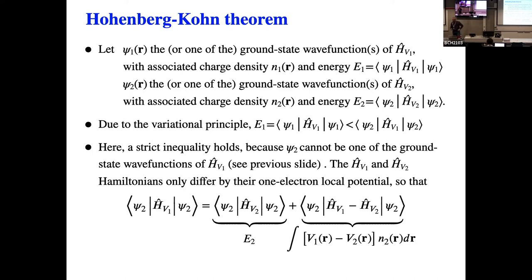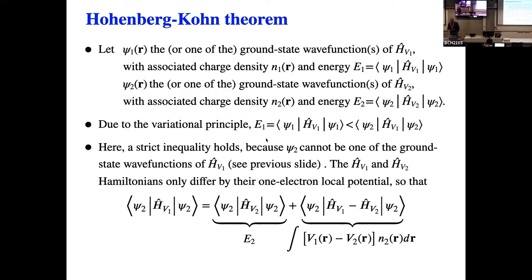Okay, so now that we have that, let's take a first wave function psi 1, which is the ground state of the first Hamiltonian associated to V1. And then we have psi 2, which is the wave function associated to the ground state of the Hamiltonian connected to the potential V2. And we define the energy E1, which is the expectation value of psi 1, H_V1, psi 1, and E2, which is psi 2, H_V2, psi 2.